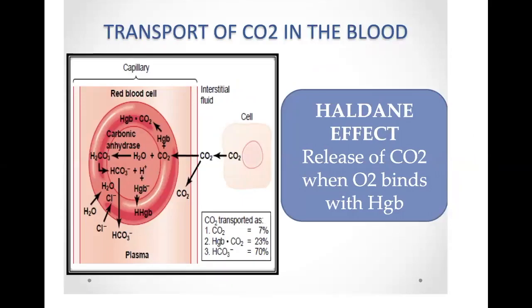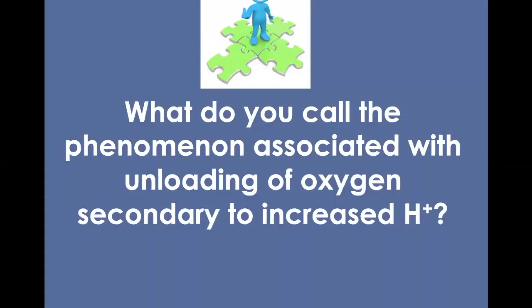Now, we mentioned earlier, okay, the transport of carbon dioxide in the blood is in the form of bicarbonate. And the most important enzyme needed for the transport of carbon dioxide in the blood is your carbonic anhydrase. Now, Haldane effect, the release of carbon dioxide when oxygen binds with hemoglobin.